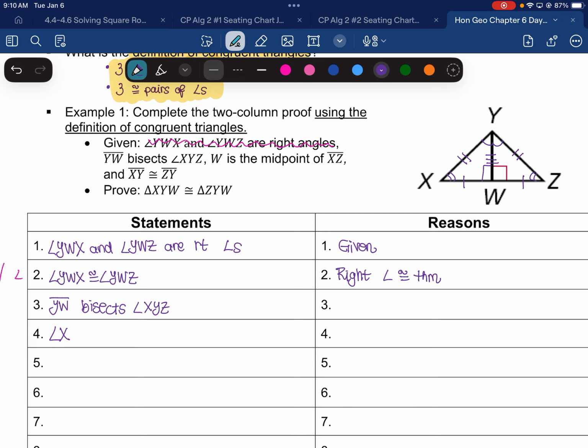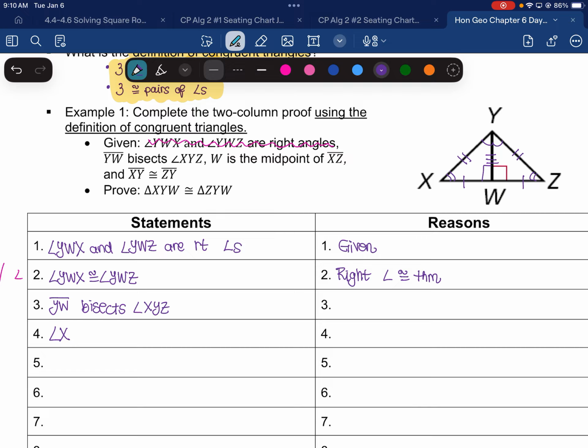Can I just say angle Y is congruent to angle Y? No, because there's more than one angle at Y. So you have to name it with 3 letters. So how would you name this one right here? Angle XYW. That works. And then this one right here, ZYW. And why did you have to use, if you did XYW, X is corresponding with Z.